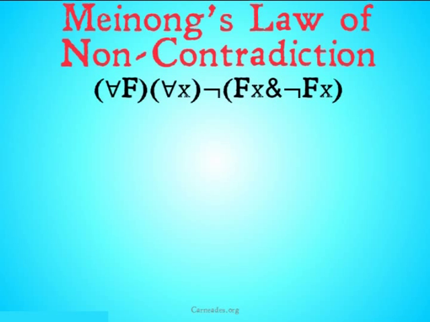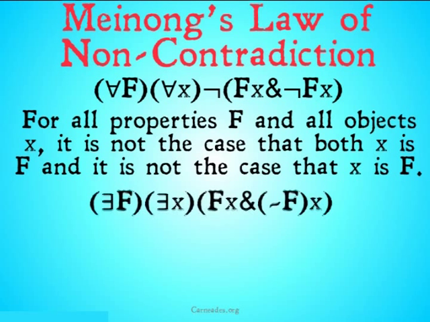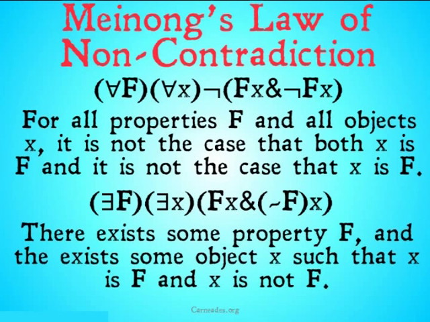So, Meinong is going to accept this following law. For all properties F and all objects X, it is not the case that both X is F and it is not the case that X is F. However, he is also going to make the following assertion. There exists some property F and there exists some object X such that X is F and X is not F. Those may seem to be in contradiction, but according to Meinong, they're not. The reason is one of them is talking about the negation of a sentence or a statement, while the other is talking about the negation of a property.